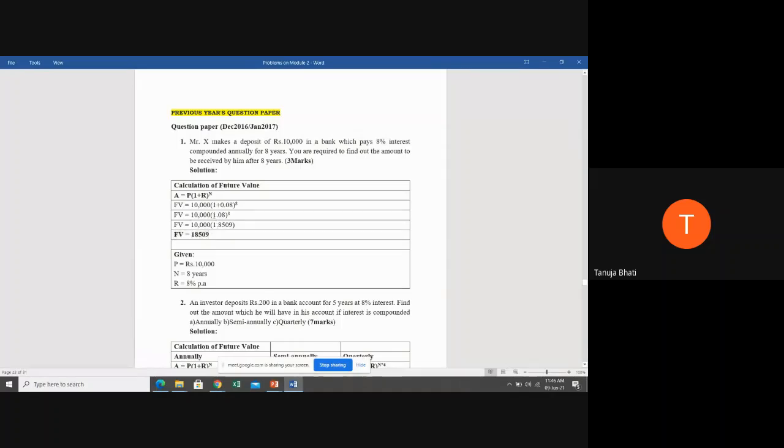Now students, where can I get this 8% for 8 years? Where can I get this particular figure? In which particular table can I get it? Table number 3.